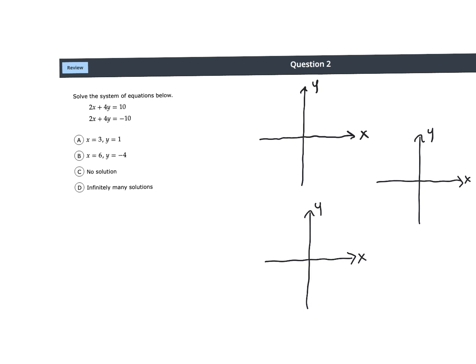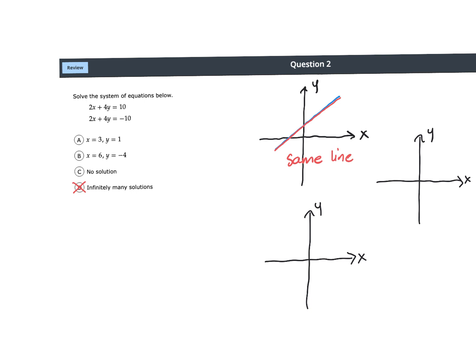So let's use blue for one line. And then if we had another line landing right on top of it, that would be infinitely many. That would mean they are the same line. So if I look at this, I see that one is 2x plus 4y equals 10. One is 2x plus 4y equals negative 10. They are not the same line. So I'm going to say that will not be our answer choice.